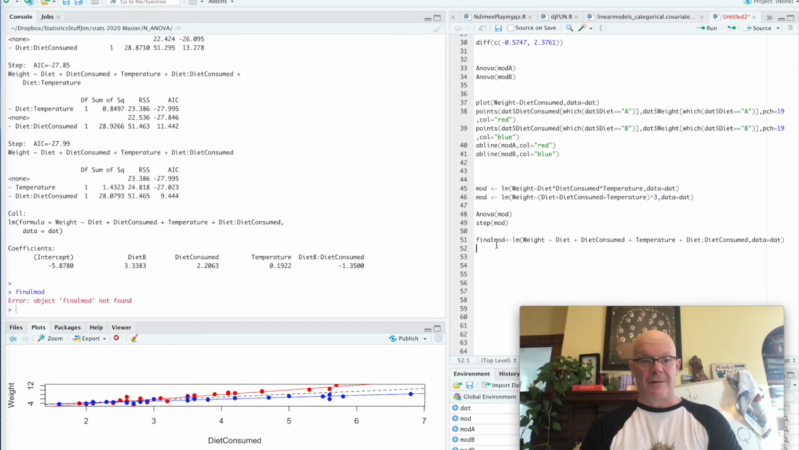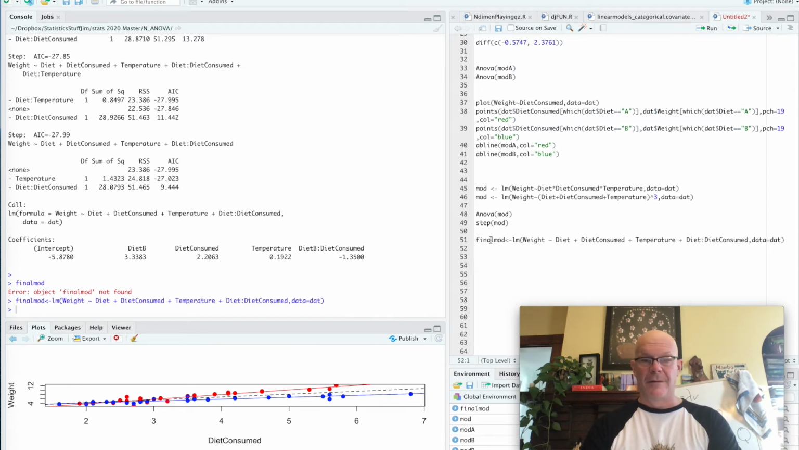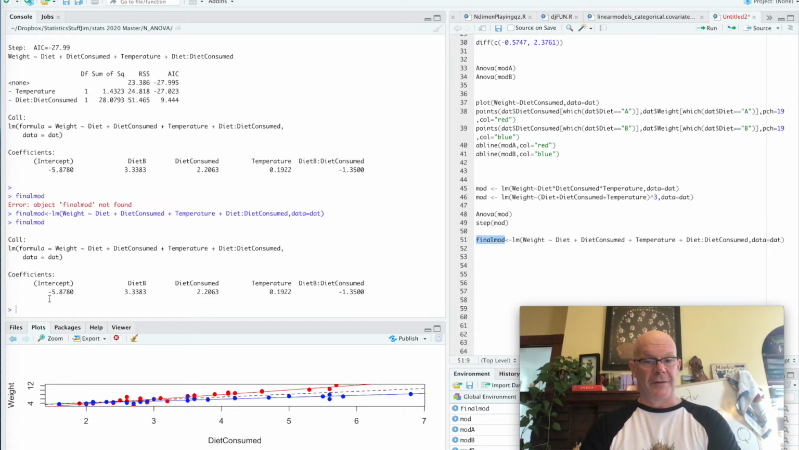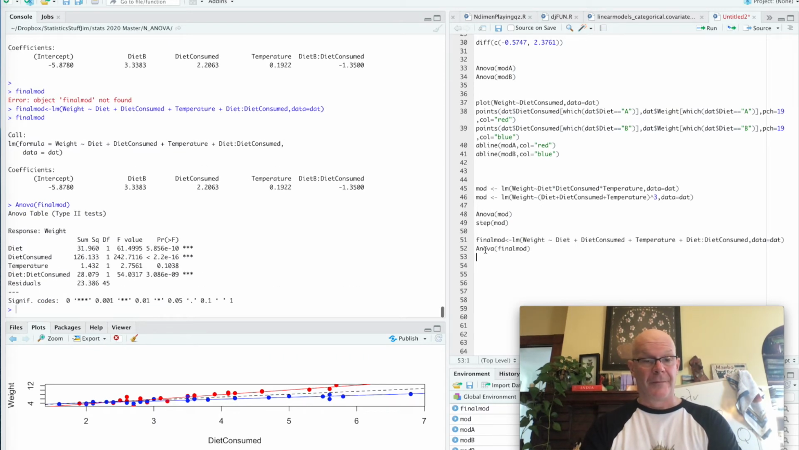There we have it. Okay, here's the parameter estimates of our final model. We could run an ANOVA on that final model. And again, temperature doesn't appear to be significant, but it wants to include temperature in the model.